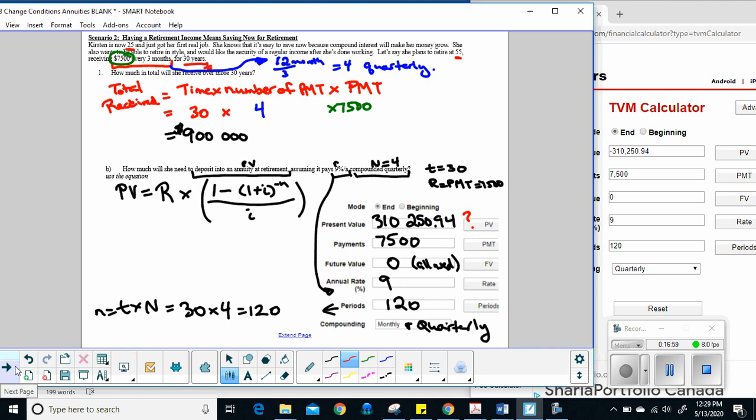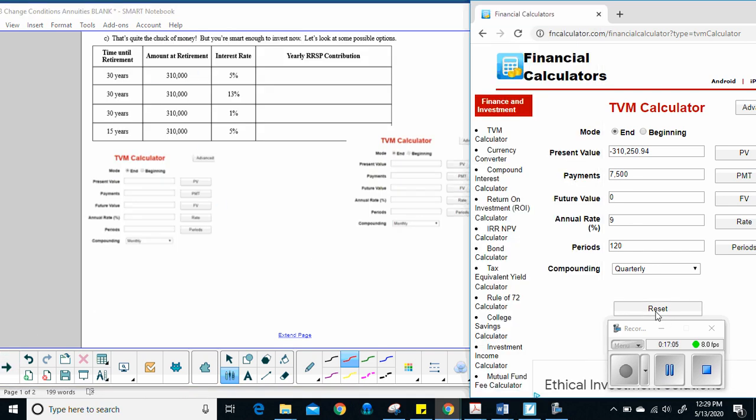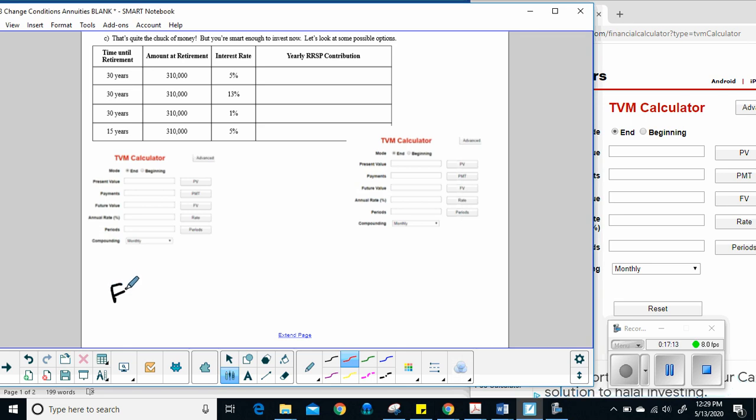So now that we know we need 310,000 to retire comfortably on, let's do a few scenarios with our calculator. So I'm going to reset it, because now I need to invest now. So now, instead of doing the big, huge equation from the textbook, which would be our future value equation, again, we're still going to use the calculator. We just have to make sure we put things in properly, right?